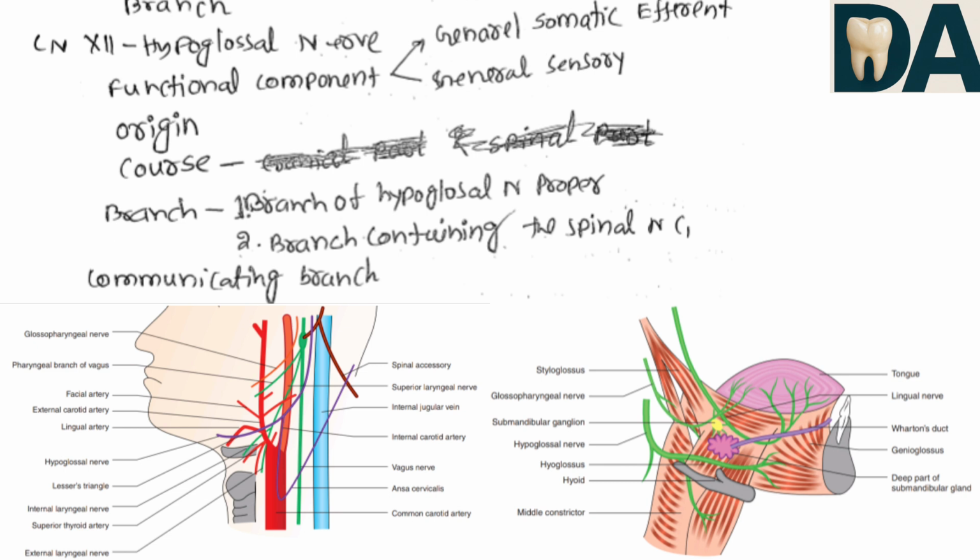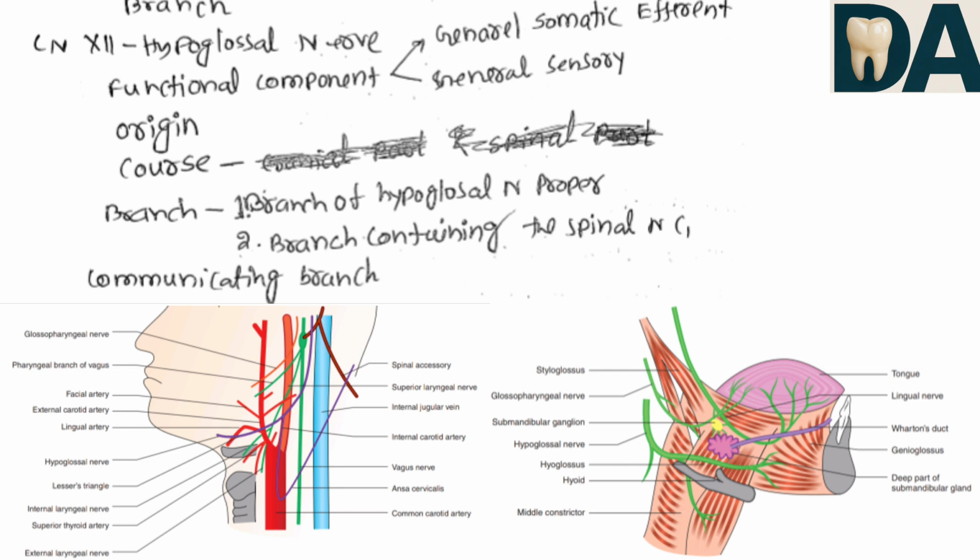Now the branches of the hypoglossal nerve. The innervating fibers of the hypoglossal nerve may be categorized into two types. First one is branches of the hypoglossal nerve proper, and second one is branches containing the spinal nerve C1. First, branches of the hypoglossal nerve proper. Those are thin, delicate muscular branches which innervate the following from the inferior surface of the tongue: extrinsic muscles and intrinsic muscles.